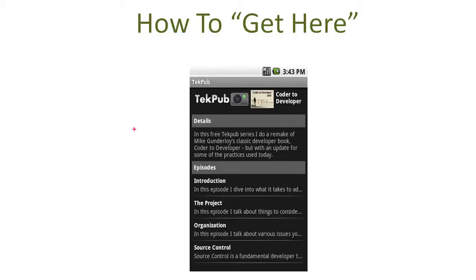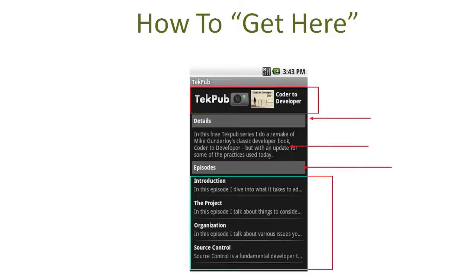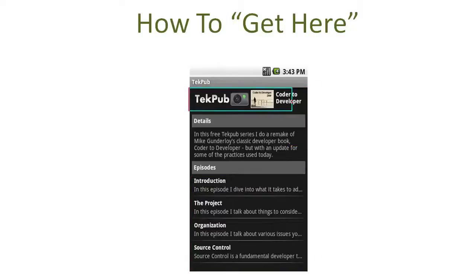What we want to do is figure out how we can get some items up top here, how we can get some kind of a text view, another text view, and then a list. Let's focus on the first part up top. So what we need to do is put an image, which is the TechPub image, next to another image, which is the coder to developer, next to a text view. So we have three different views that we need to place next to each other.